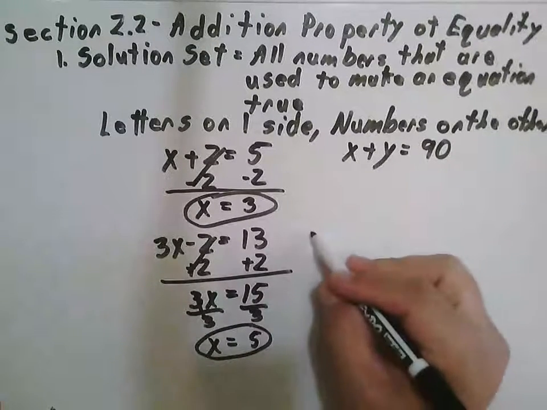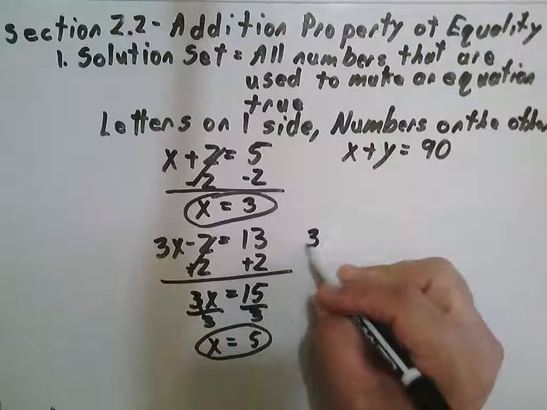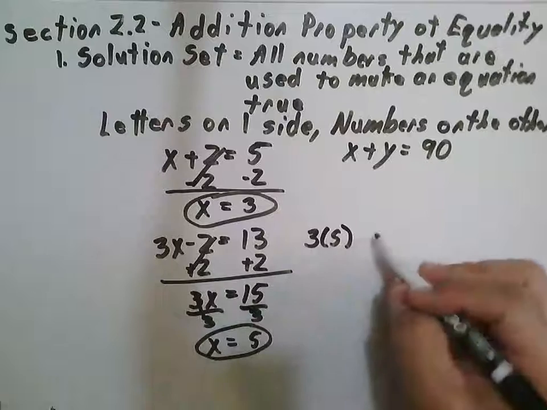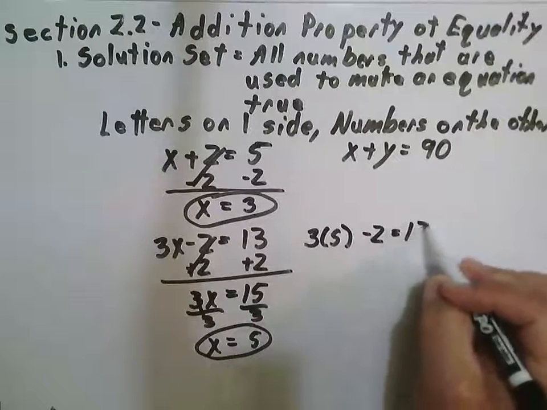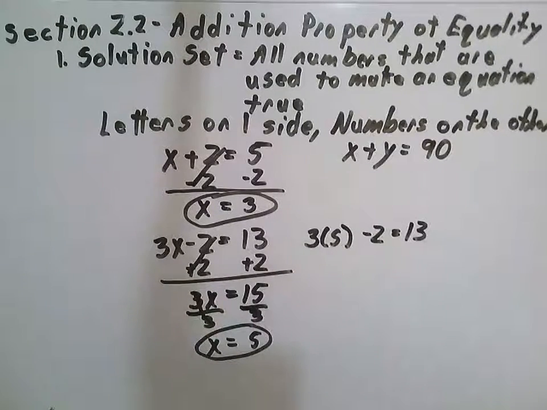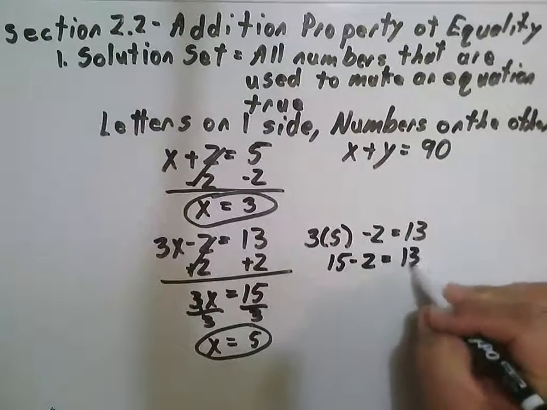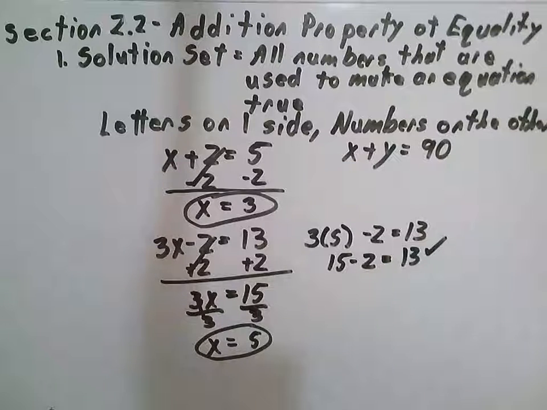Now I can go back and plug that in by doing evaluation. I substitute that x for a 5 and see if it makes this true. And it should, because if we did it correctly, it should come true. So 3 times 5 is 15, and 15 minus 2 is in fact 13. So I know that this is solved correctly. And it's important to go back and check them from time to time.